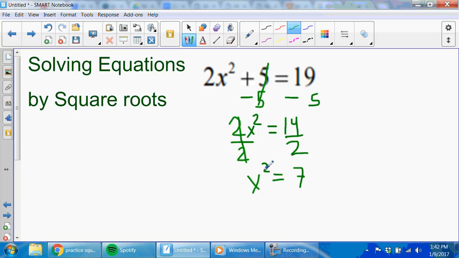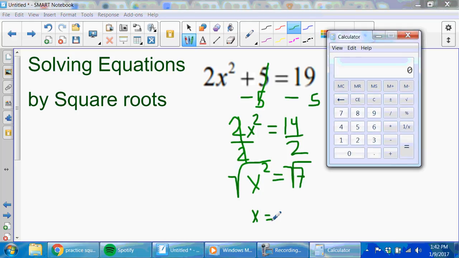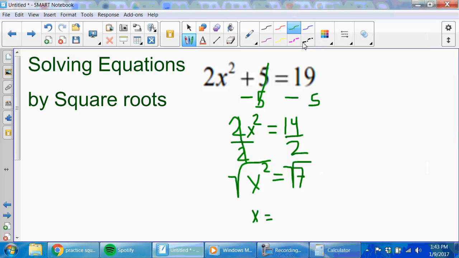What I've got to do now, to undo a square, is use a square root. So I'm going to square root both sides. When you square root x squared, all that gives you left is x. So I'm going to use my calculator, and I'm going to type in 7, and on mine I then hit the square root, and I get 2.64. Now the interesting thing about that is I will get a positive and negative answer of 2.64.